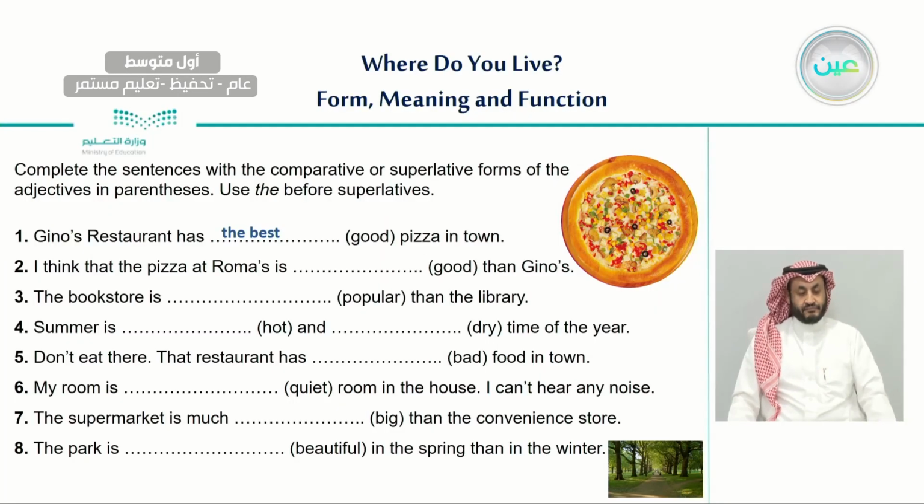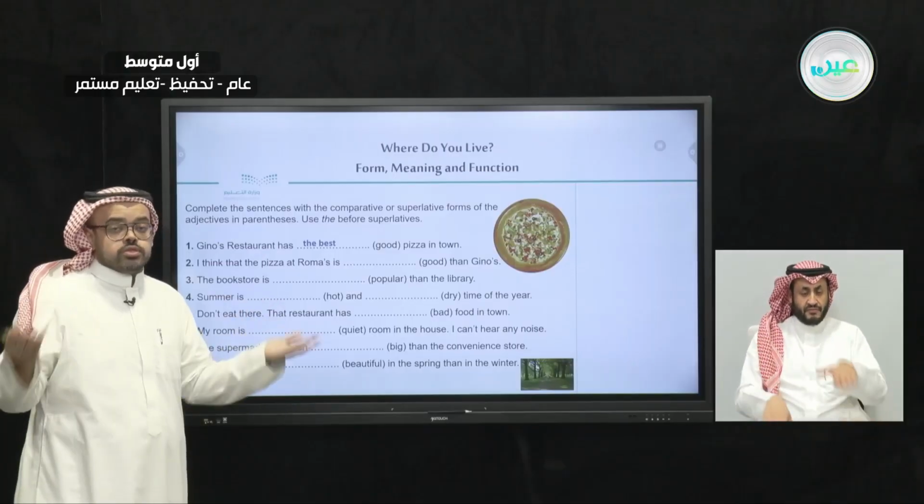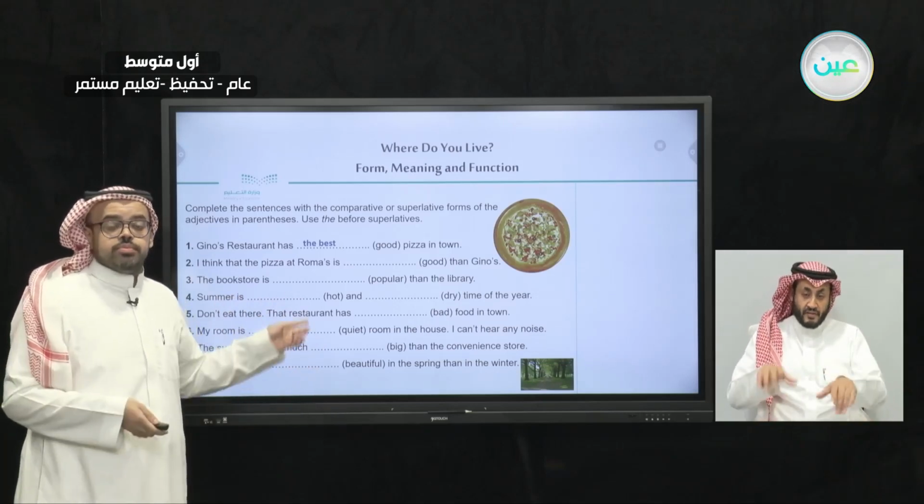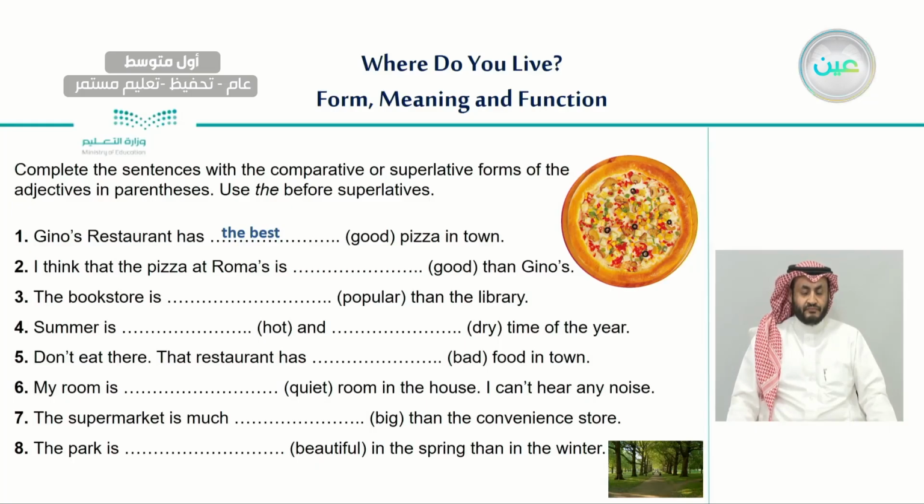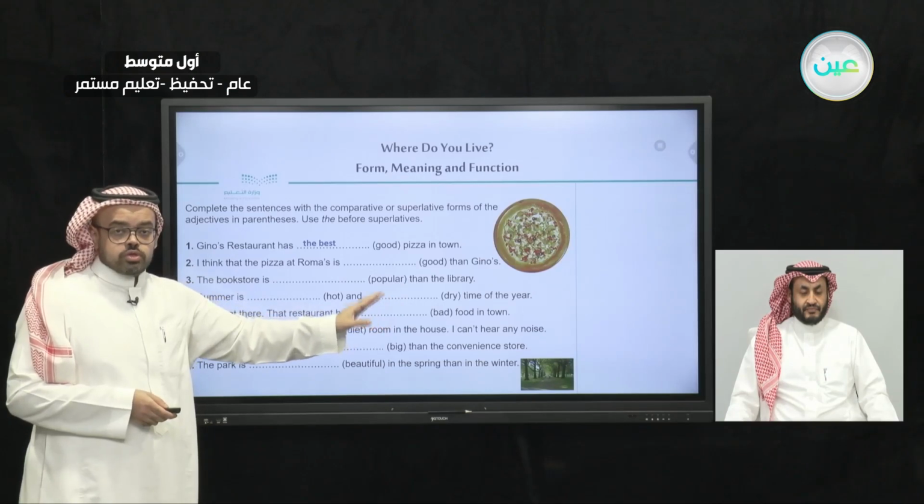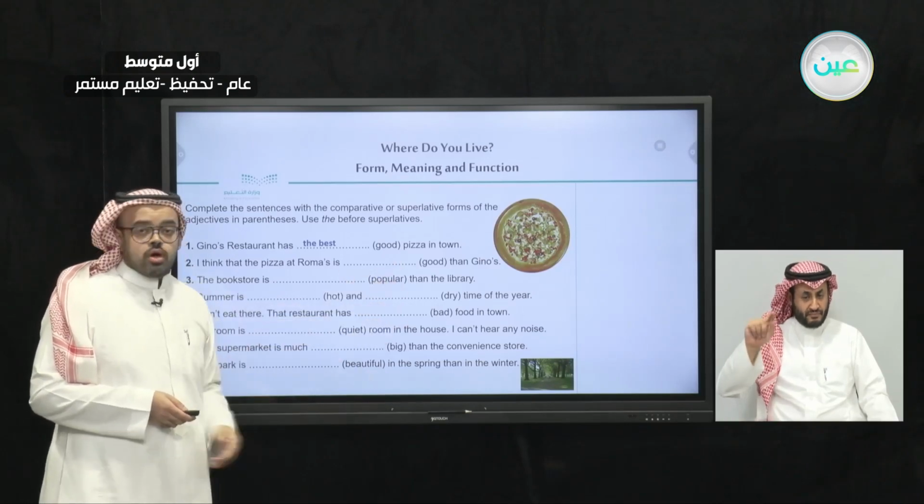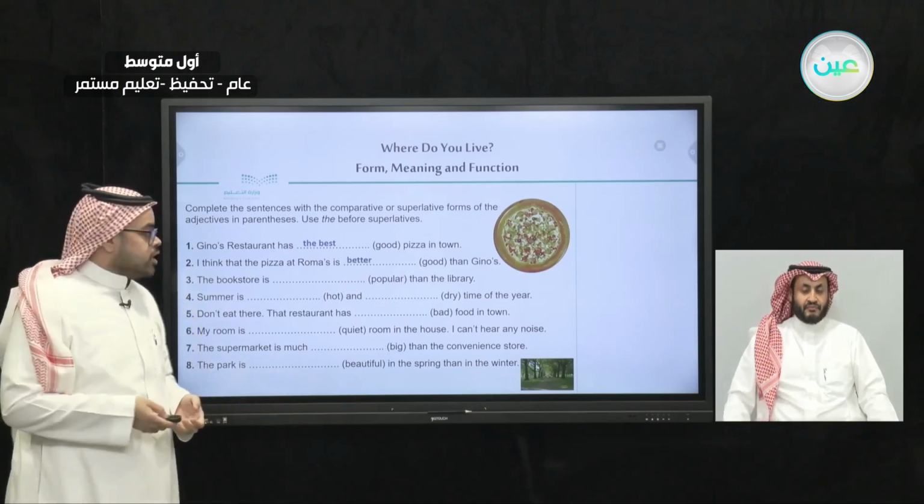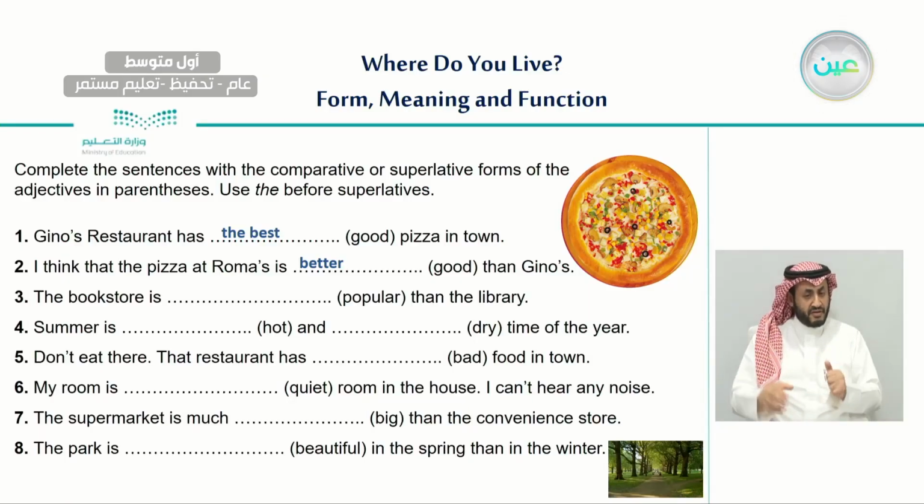Number two, I think the pizza at Roma's is good, this is the adjective we will use, than Gino's. So ask yourself again, does this sentence imply comparing between two things or more than two things? Excellent. It implies comparing between two things, which are Roma's restaurant and Gino's restaurant. So in comparing between two things, the comparative form for good, which is very good, is better. So we would say the pizza at Roma's is better than Gino's.